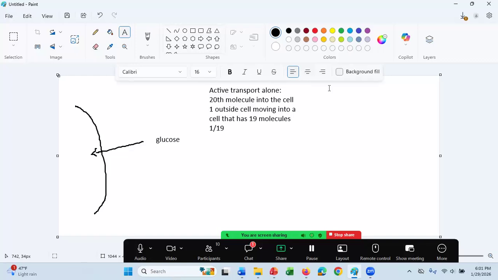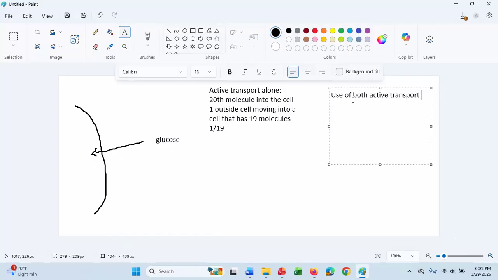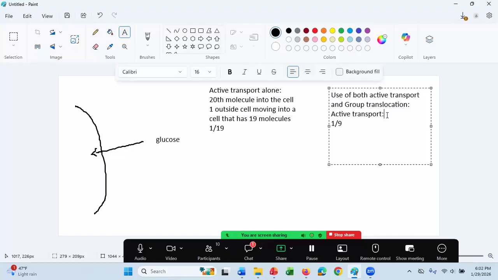If on the other hand, we're using active transport and group translocation, for active transport, you only move 10 by active transport, and the gradient then would be, instead of 1 over 19, 1 over 9, meaning there's 1 outside the cell.